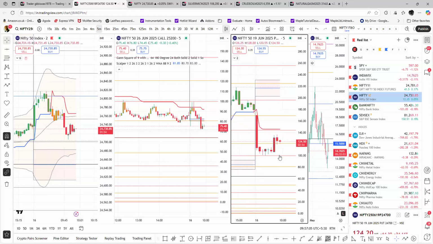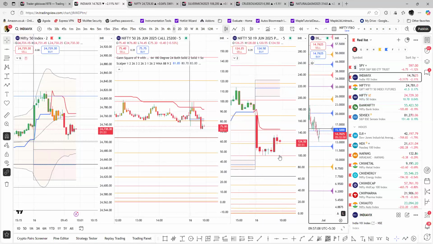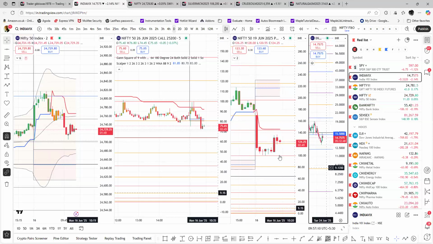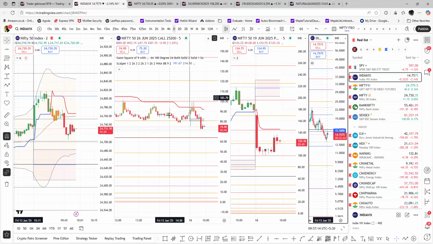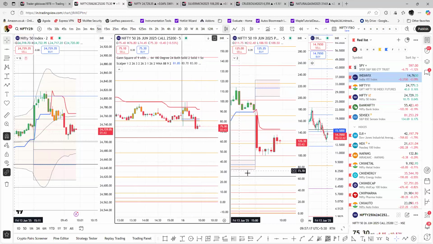That is because of the VIX crash. Negative VIX is going to do what? Crash your premiums. When VIX comes down, premiums also go down. VIX goes up, premiums go up. Option premiums go up. Yeah, that is true.